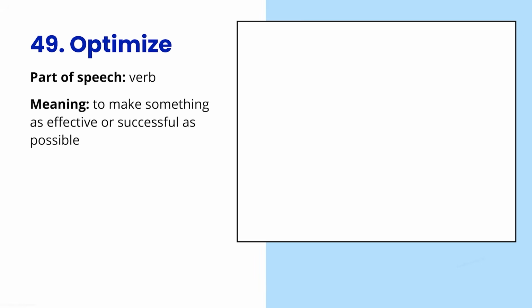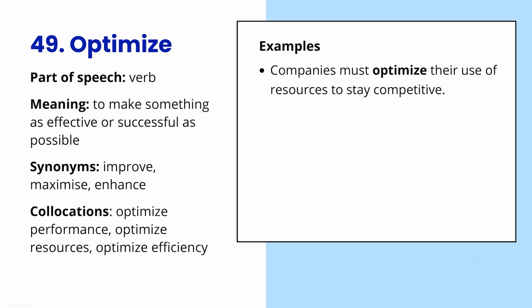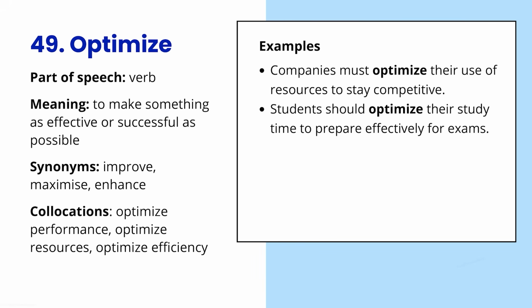Moving on to 49, optimize. Optimize is a verb and it means to make something as effective or successful as possible. Synonyms: improve, maximize, enhance. Collocations: optimize performance. So this means to make the performance as good as possible. Optimize resources, optimize efficiency. Companies must optimize their use of resources to stay competitive. So this means if companies have money or time, they must use those things as effectively as possible to stay competitive and to stay in business.